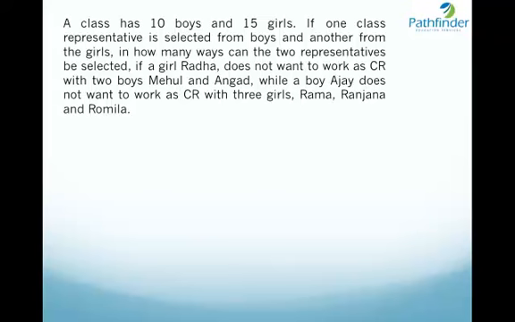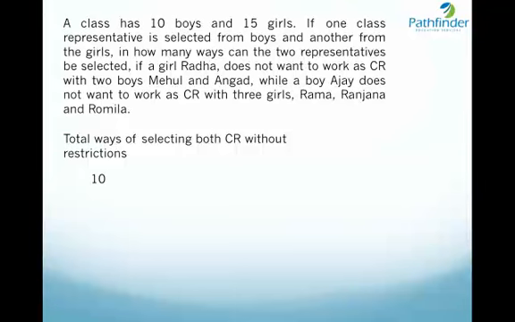So far, we have solved questions only without any restrictions. Now, this is one question where there are restrictions. To solve such a question, first of all, assume there are no restrictions. So, we have to select one boy from 10 boys and one girl from 15 girls. There are 2 jobs to be done. So, 10 into 15 is the total number of ways of selecting both class representatives without any restrictions.